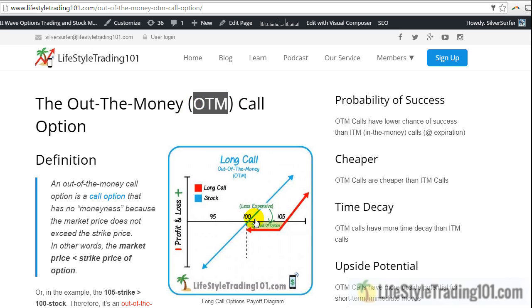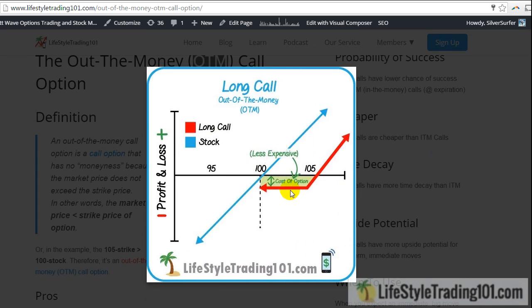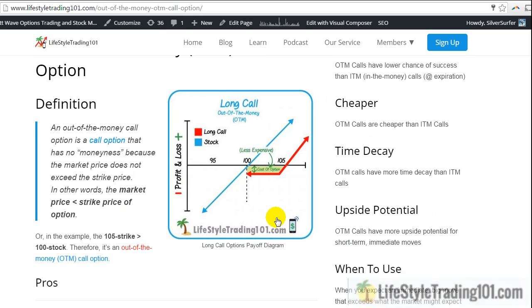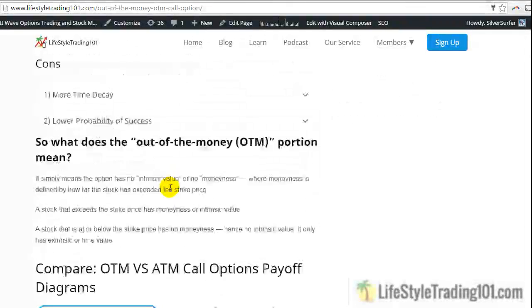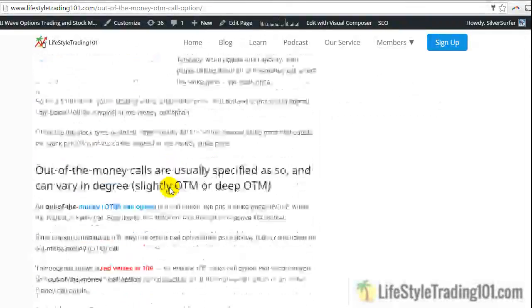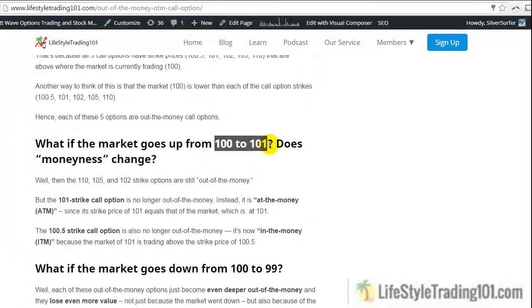We're going to talk about the payoff diagram, basically how it's structured in comparison to where the stock is trading. All our examples use 100 as where the stock is trading. We're going to talk about the pros and cons, as well as what moneyness means, and what happens when you change the price of the stock from 100 to 101, or from 100 to 99, and how that affects moneyness.